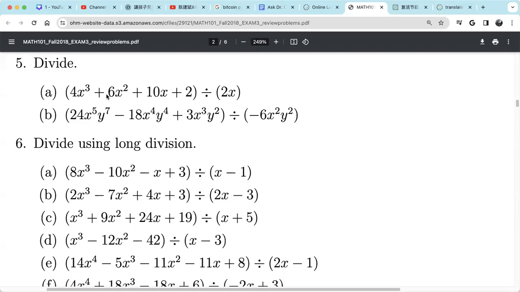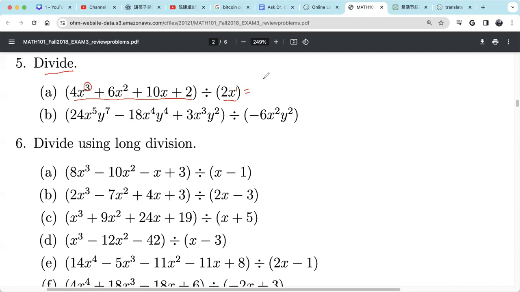Let's see question 5. Dividing polynomials. So this one is a polynomial of degree 3, and this is a polynomial of degree 1. So the solution should be either a polynomial or maybe with a remainder. The remainder will become a rational expression. Anyway, the leading term of the quotient should be a polynomial of degree 2, because this is a 3, this is a 1, and 3 minus 1 is 2. So when we divide by this, called a monomial, we just divide each term by this monomial.